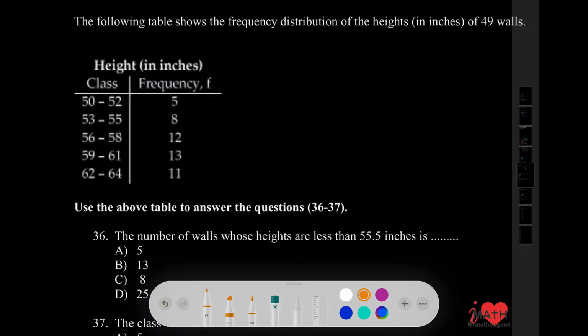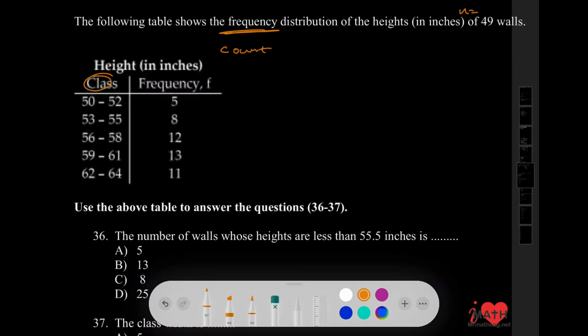All right, the following table shows the frequency distribution. So remember, frequency basically just means count, of the heights of 49 walls, like walls on a house or a building. I'm just going to write 49 just in case we know, okay? So it says, use the table above to answer the questions.